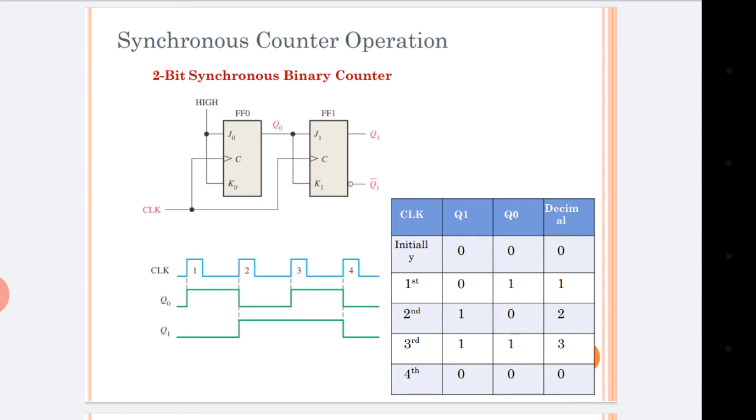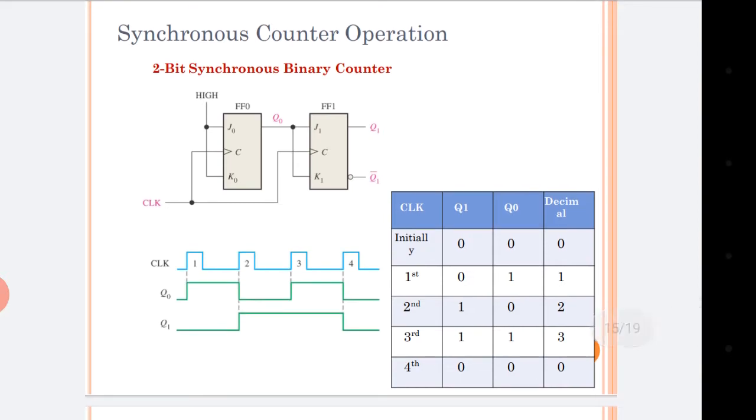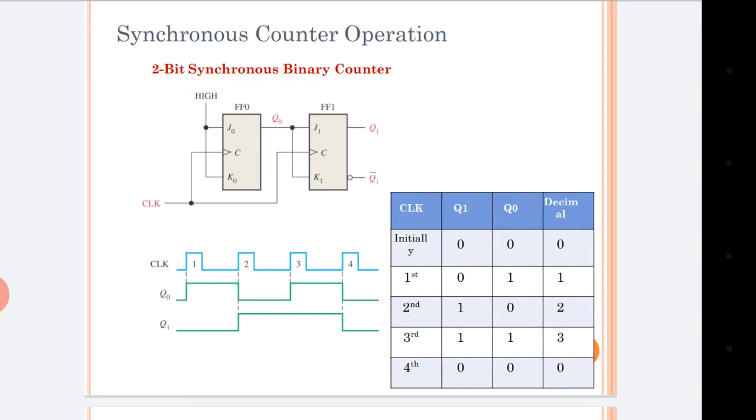The inputs J0 and K0 of flip-flop 0 are connected to logic 1, or high, so that flip-flop 0 will toggle again and again. As per the truth table of the JK flip-flop, when both the inputs are 1, the output will toggle again and again, changing from 0 to 1 and 1 to 0. You will observe the output of the first flip-flop, which is Q0, is connected to the inputs of the second flip-flop, that is J1 and K1.